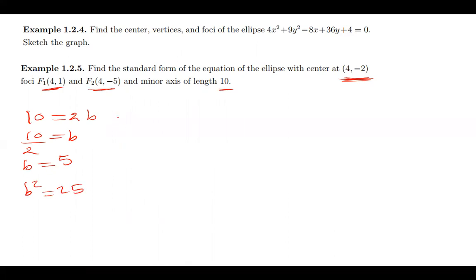So out of the whole equation, they're asking us to find the standard form of this equation. Our b squared has been found, so we're just remaining with the center. Given these two foci, how can we find the center? The center can be found by finding the midpoint of the two foci. But here the center has been given, so there's no need of us doing that.